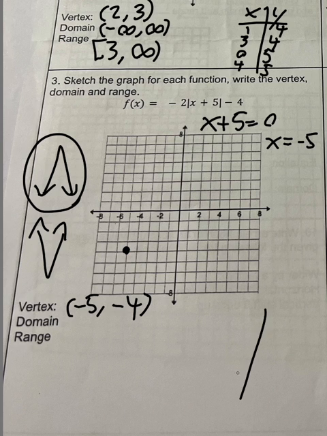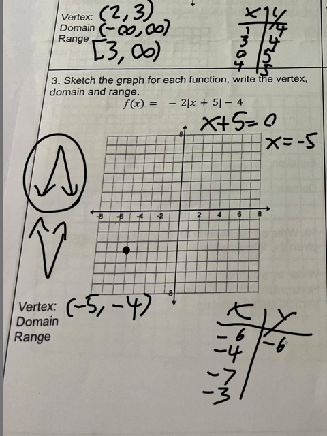Now, I want to plug in 4 different points that are next to negative 5. So we can do negative 6, negative 4, and then we can also do negative 7, and then negative 3. So plugging in negative 6, negative 6 plus 5 is equal to negative 1, and absolute value of negative 1 is positive 1. So we would have negative 2 times positive 1 minus 4. And negative 2 times positive 1 is equal to negative 2. And negative 2 minus 4, that would just be negative 6.